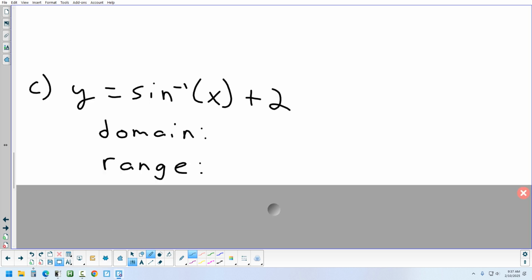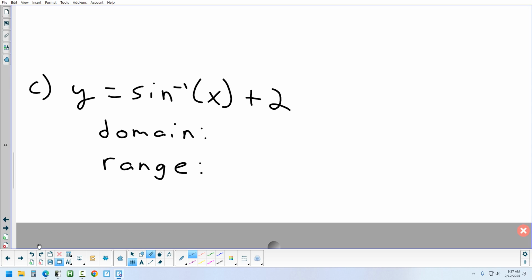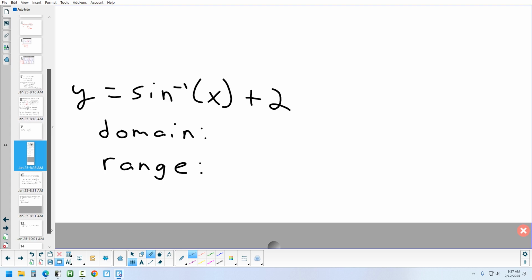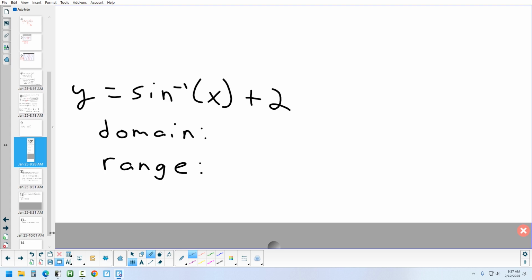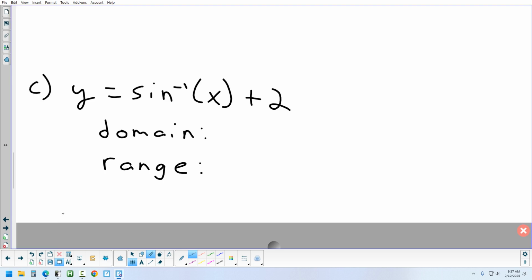All right, let's try this one. This will be our last inverse sine, and then we'll try a couple others. Okay, what is not changing this time? Yeah, the domain. We are not changing the domain because we're doing a vertical shift. So you can keep your domain, negative 1 to 1.